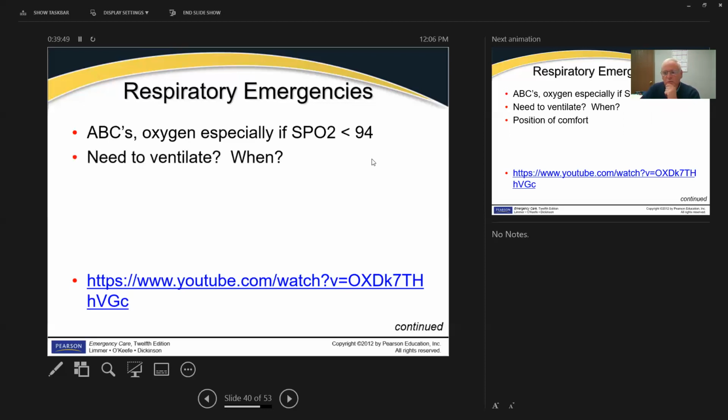Sometimes we need to ventilate these people. Anybody with a respiratory rate of less than 10 that's having an issue, we need to bag them. We need to take over breathing for them. Less than 10, we consider them not breathing. That's not enough to sustain life unless they're like a long distance runner and, you know, they're in great shape and they're always breathing at 9 times a minute or something. Less than 10, you got to ventilate.